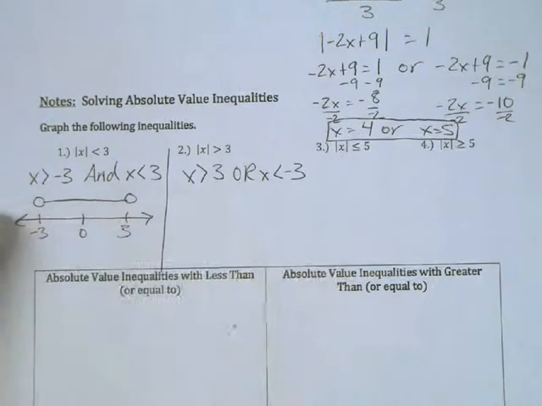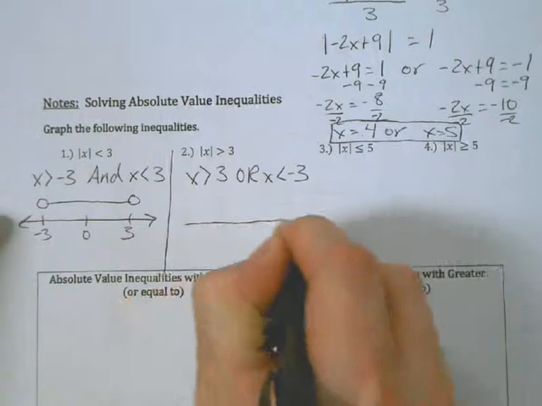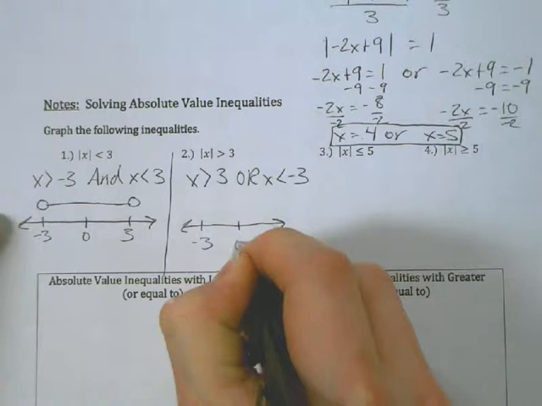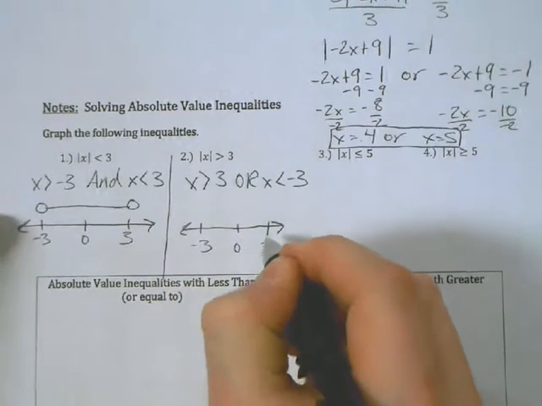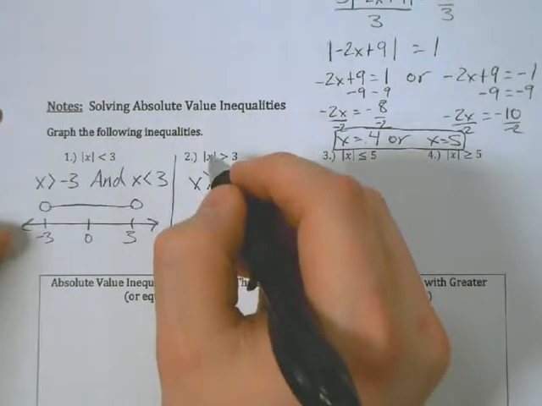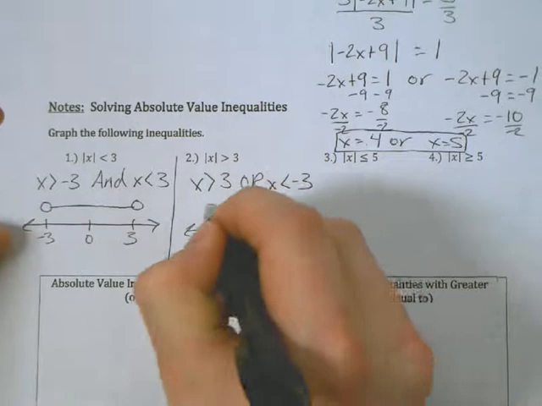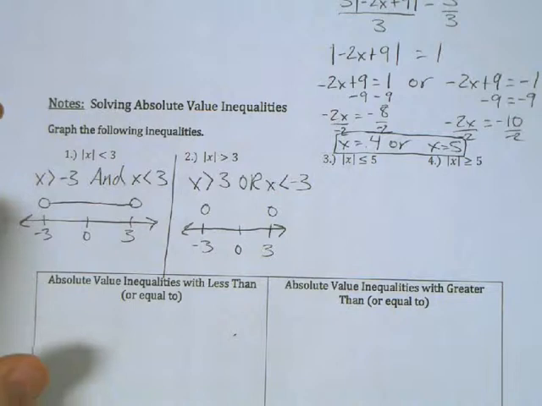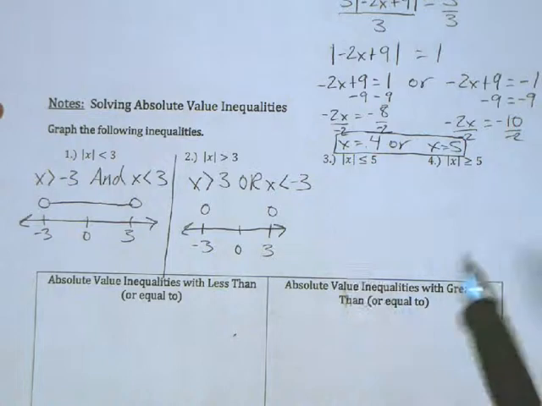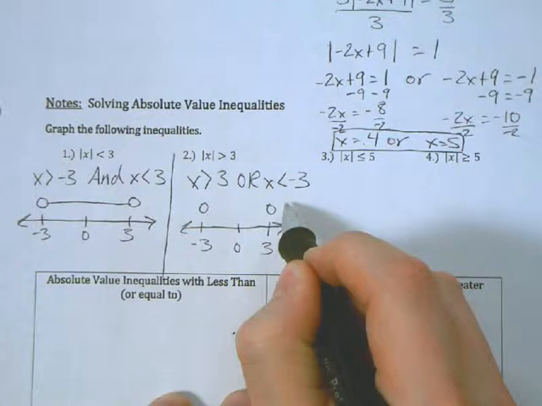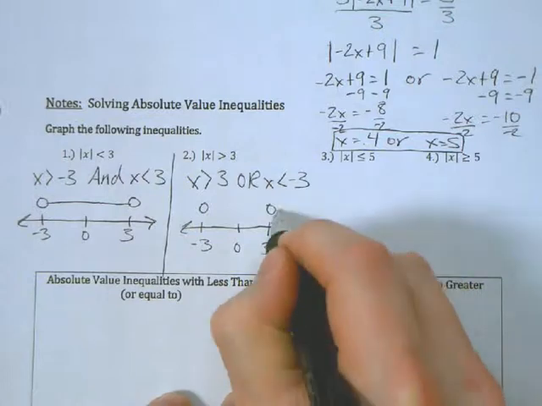So, how do we graph this "or" inequality? Do we want open or closed circles at negative 3 and 3? We know that x could possibly be greater than 3, so we start at 3. And which way do we go on the number line for greater than 3? To the right. So we draw an arrow to the right.